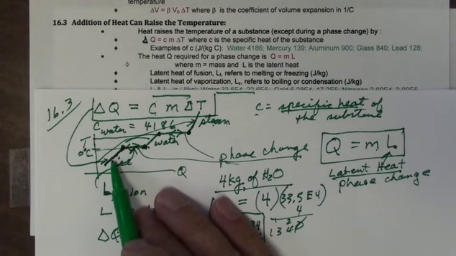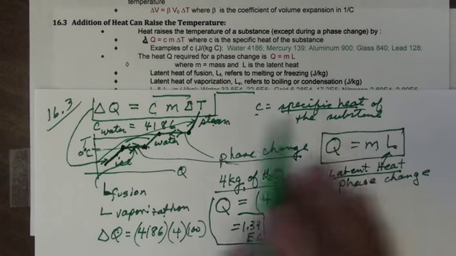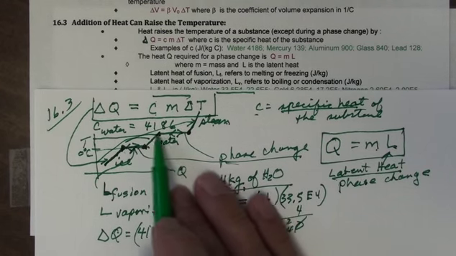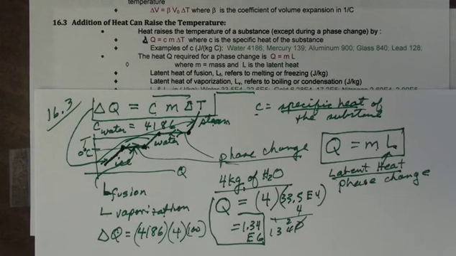So on the test, you can expect to be able to go from one point to another point on the sloping curve, that is using specific heat, and on the flat part of the curve where we're changing phases, and there we use the latent heat of either fusion or vaporization.